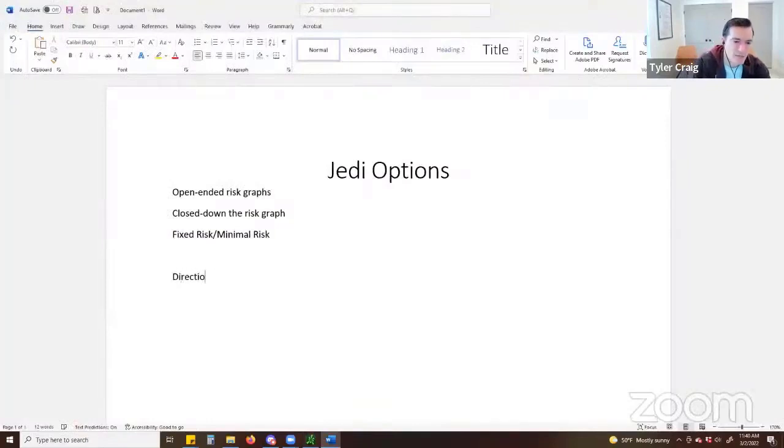If I want to go directional and go for the gusto, I could buy a call option. And this has an open-ended risk graph. By open-ended risk graph, we mean it has unlimited reward. That is one way you can do a bullish directional trade. And by nature, a long call option is limited risk, but it can be substantial. Your risk is capped in terms of how much you can lose, but it can be a lot with buying a call option, particularly in a high volatility environment.